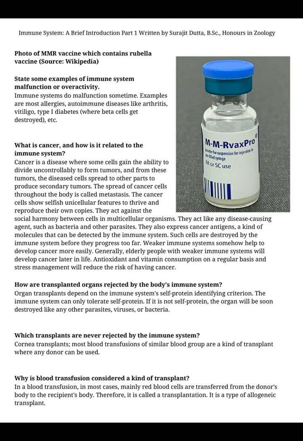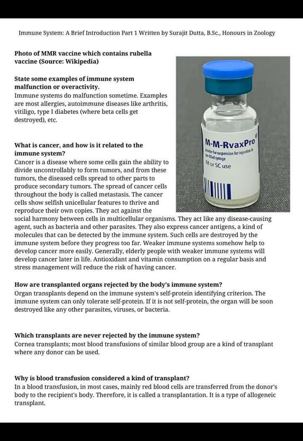State some examples of immune system malfunction, or overactivity. Immune systems do malfunction sometimes. Examples are most allergies, and autoimmune diseases like arthritis, vitiligo, and type 1 diabetes, where beta cells get destroyed, etc.